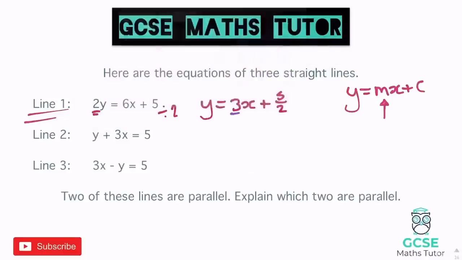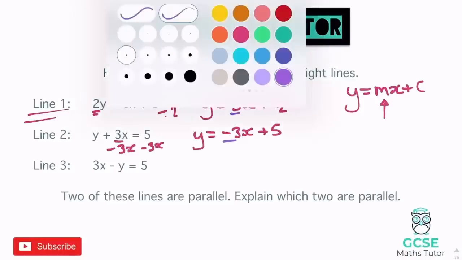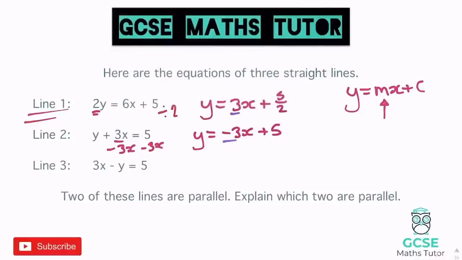Let's have a look at the next one. y plus 3x equals 5. Well, that's not in the y equals mx plus c format either, because this 3x is on the wrong side of the equal sign. So if we take away 3x from both sides, move that over to the other side, we get y equals -3x plus 5, just popping that plus sign in front of that 5 there. Again, we could have written it the other way around, but let's keep them all aligned. So that is a gradient of -3. So those two definitely aren't parallel. Let's just have a look at this last one.